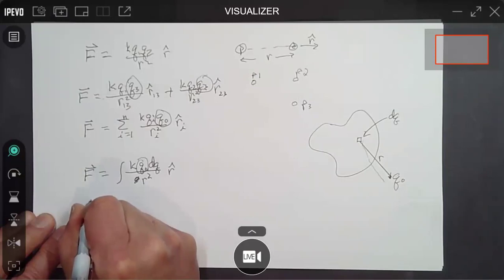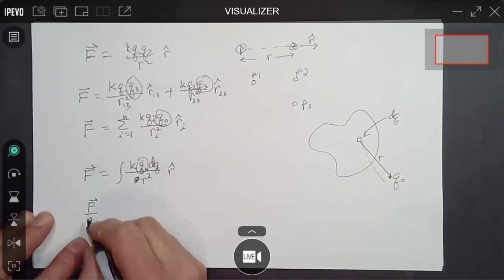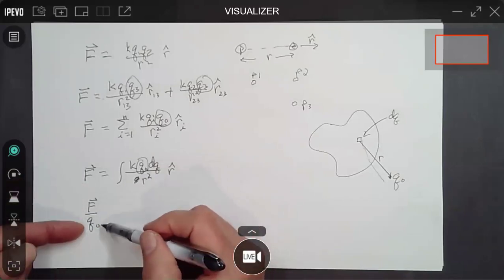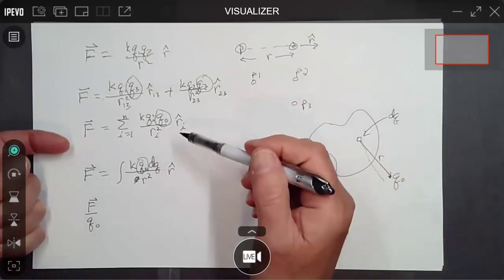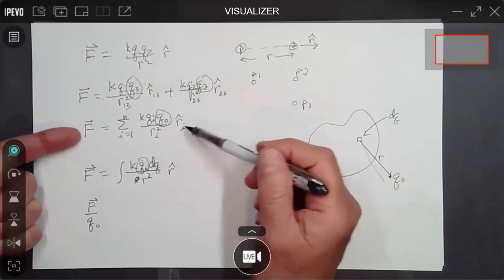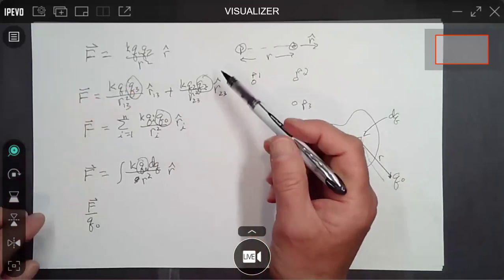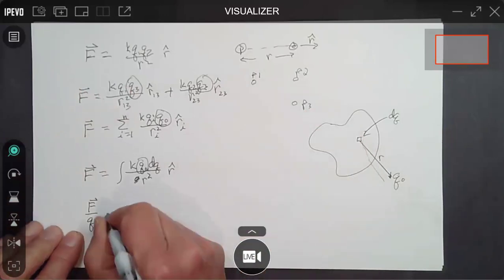divide both sides by that. So we'd have the force per unit charge. In this case, it'd be F divided by that extra charge that we had out here. I didn't draw a picture for this one, but in this case, it would be dividing by the Q3. And so we'll have force per unit charge.